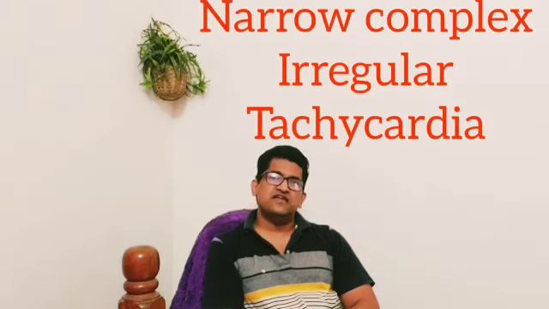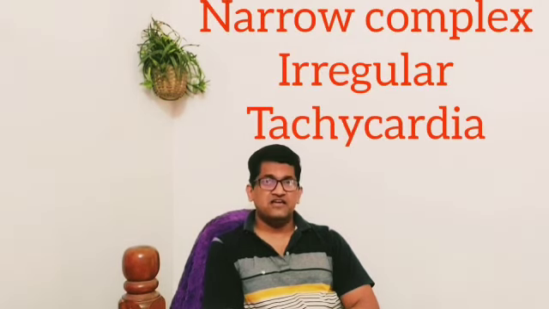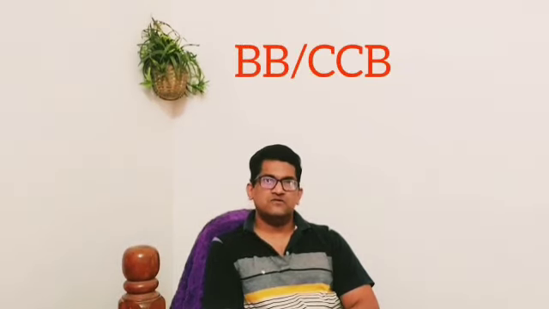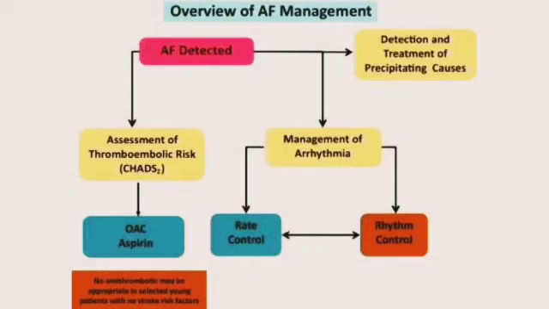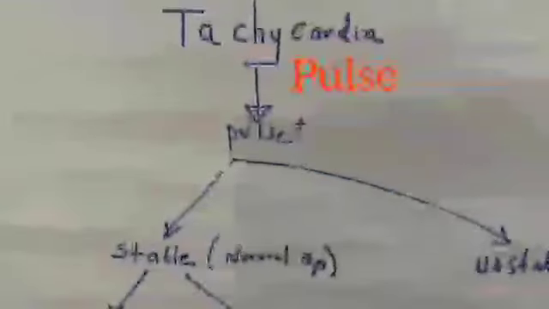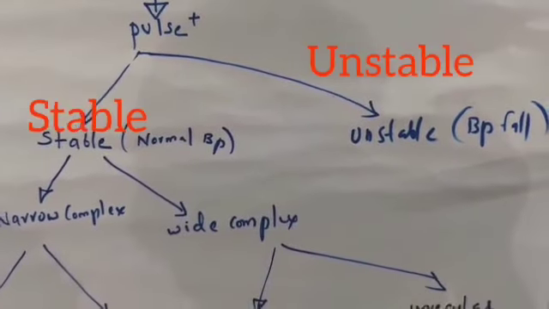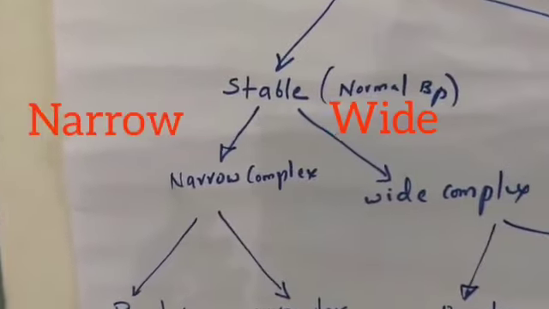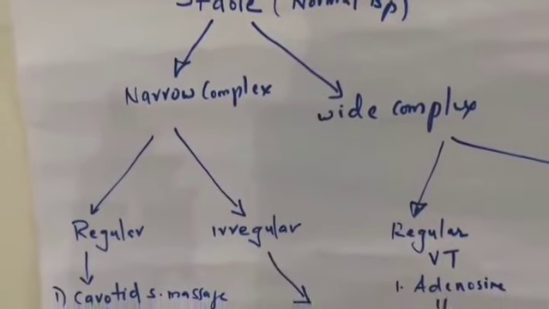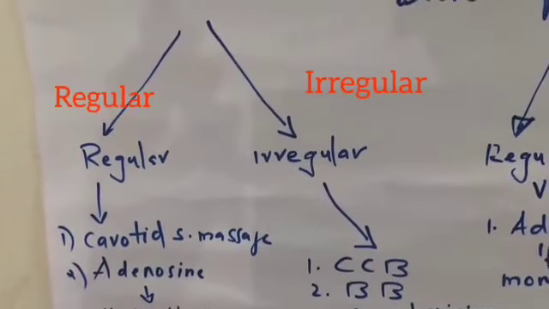Narrow complex irregular tachycardia like AF, multifocal atrial tachycardia, flutter with variable conduction, consider beta blockers or calcium channel blockers or rhythm controlling drugs after expert opinion. So once more, first look whether the patient has pulse or not, then look whether the patient is stable or unstable. If stable, look whether it is narrow or wide. If it is narrow, look whether it is regular or irregular.